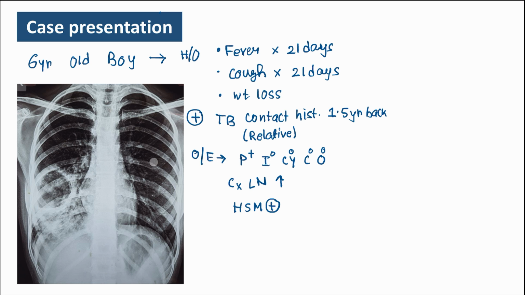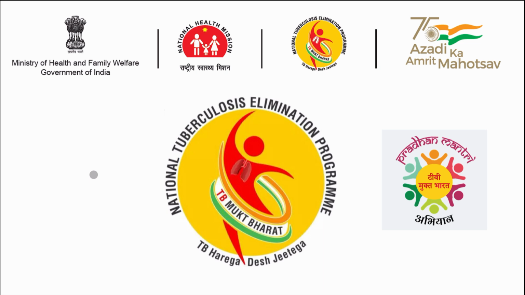So I ordered a chest x-ray and it came out to be this. Look here, you can see the fibrocavitary lesion present in the right lower lobe of the lung. So what could be the diagnosis? We will come to it. Let's dive into our TB.